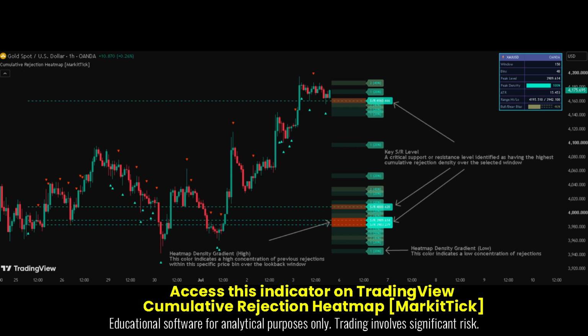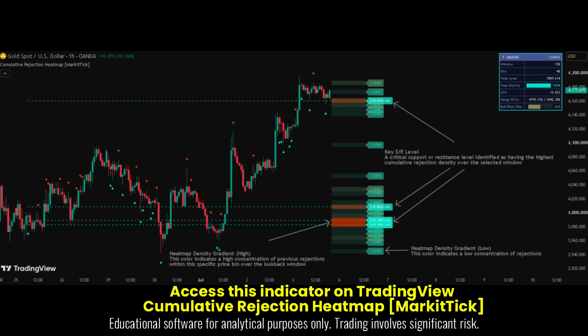The resulting heat map aggregates these points to highlight potential support and resistance, S/R, zones based on the density of historical rejections rather than subjective trendlines. The dashboard component provides a real-time summary of these distribution patterns, offering a quantitative view of where the market is currently experiencing the highest level of volatility compression or mean reversion pressure.